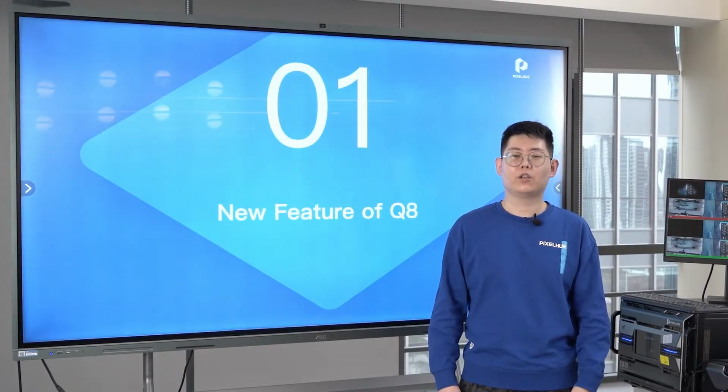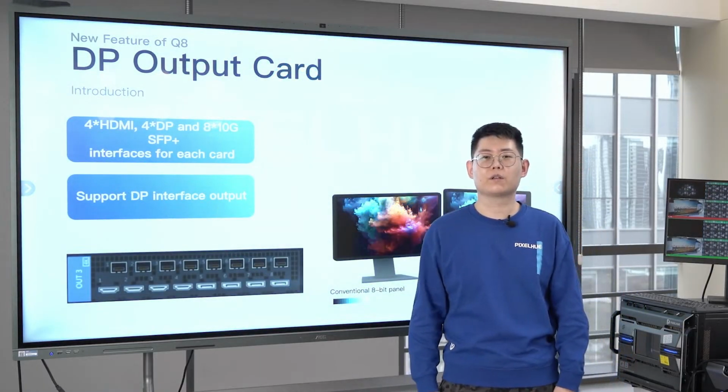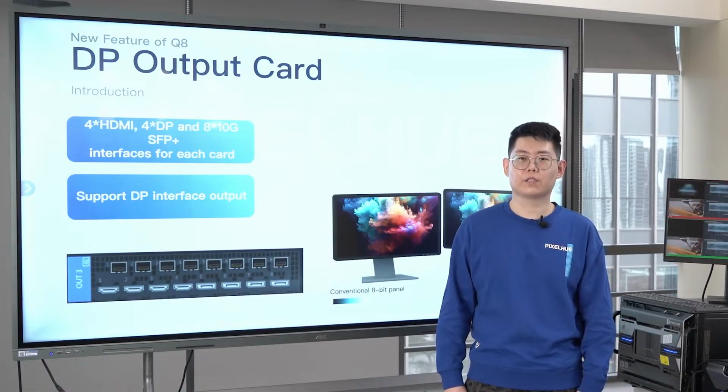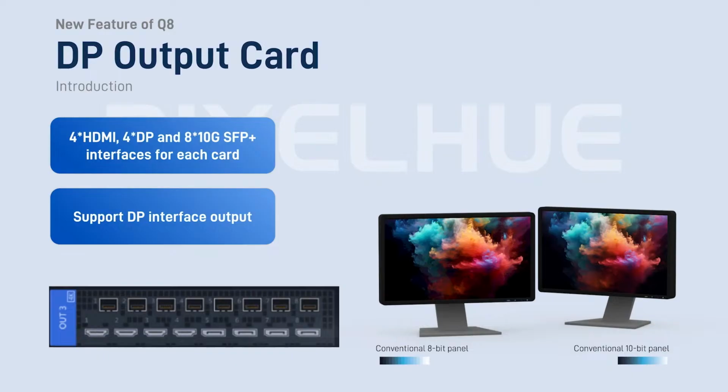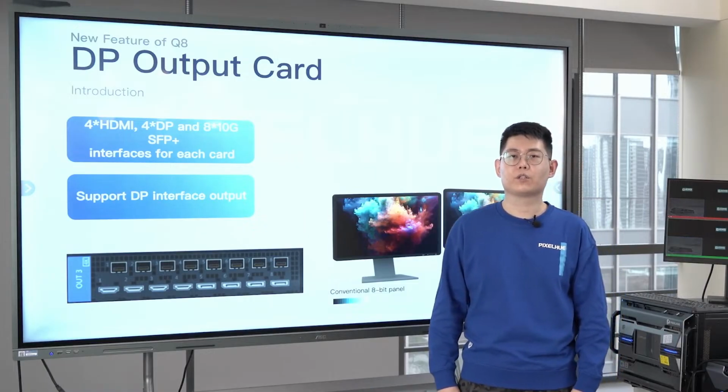First, let's talk about the Q8. First, let's address a common concern from our users. Many have expressed a preference for a DP output interface over the SDI interface. To meet this demand, we've released a new output card for the Q8. This card includes 4 DP 1.2 ports, 4 HDMI 2.0 ports, and 8 optical interfaces, providing greater flexibility for different output needs. You can achieve 10-bit RGB 444 output on the DP interfaces, which offers greater color rendering than HDMI 2.0.